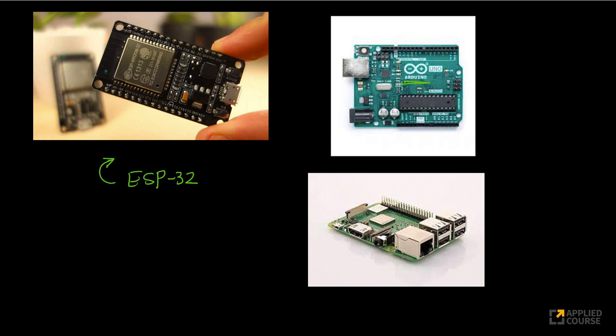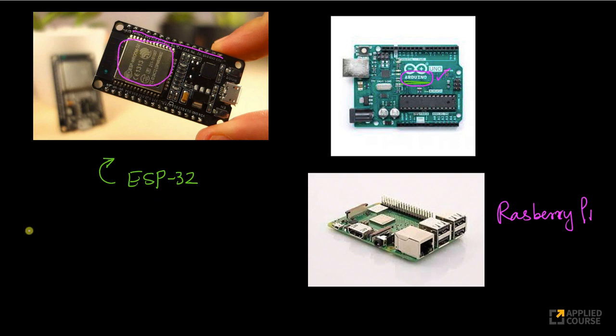This is called an Arduino board, to be precise. This is your Raspberry Pi board. And this is a very small chip. This is literally one chip. Look at this, this whole thing is your ESP32 chip.